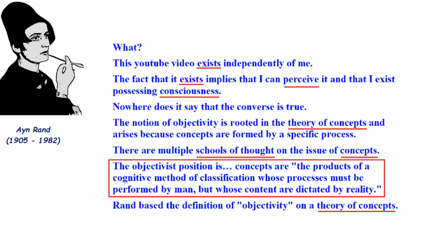And so he's going to defend that perception and consciousness have nothing at all to do with existence. And he talks about the theory of concepts and schools of thought of concepts. The objectivist position is concepts are what? The products of a cognitive method of classification whose processes must be performed by man. In other words, he puts man as the center, the observer, right, of the whole thing, but whose content is dictated by reality. Oh, you're going to have to simplify that.